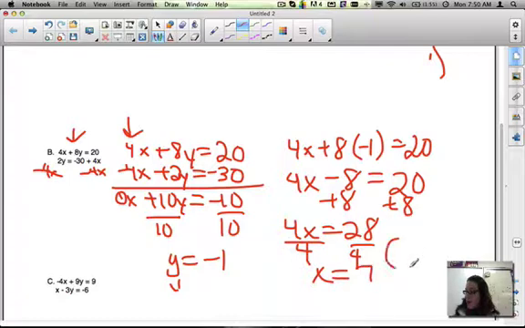Last step is to write it as an ordered pair and to check your answer. So go ahead and pause it, check to make sure that it fits back into both of the original equations.